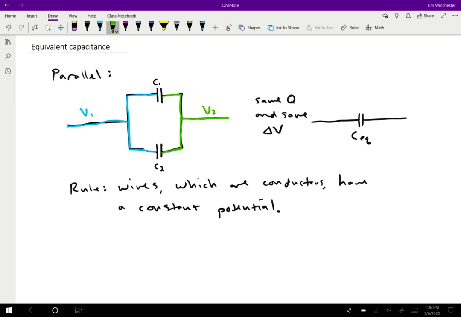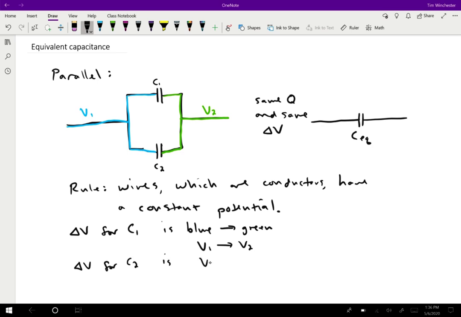Now if I want to find the potential difference across one of the capacitors, I can tell for capacitor 1, it goes from blue to green. So delta V for capacitor 1 is blue to green, because that's how I've colored the wires, which is from V1 to V2. Notice that across C2, the potential difference from the left-hand side to the right-hand side is the same. So delta V for C2 is also V1 to V2. So that's going to be the same.